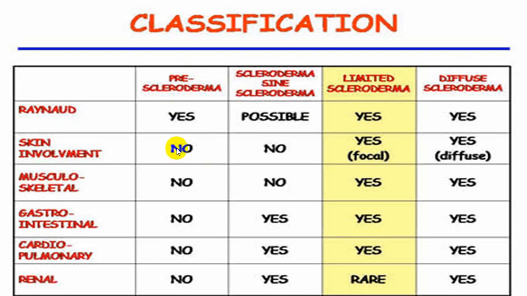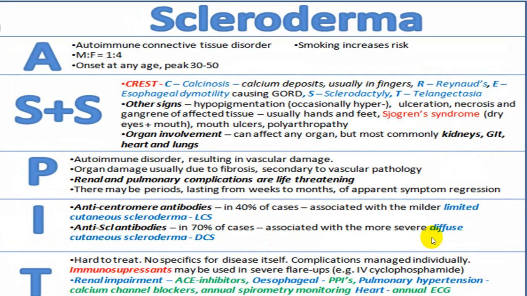So these are the different presentations you come across. We'll be discussing them together as common. So in scleroderma, you get autoimmune connective tissue disorders. Male to female ratio may be right from 1:4 up to 14. It can start at any age, right from 30 to 50. Smoking increases the risk of scleroderma.